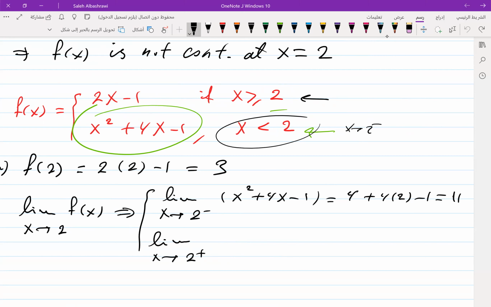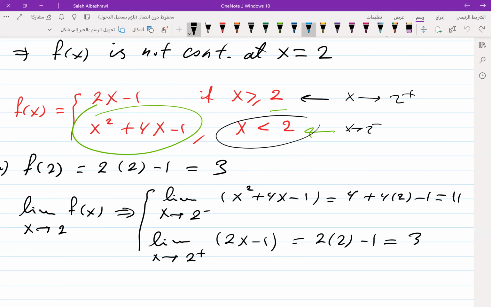Now the right limit. Right limit means x greater than 2. This is x goes to 2 plus. Right limit, greater than 2, it is 2x minus 1, which is equal to 2 multiplied by 2 minus 1, which is equal to 3.